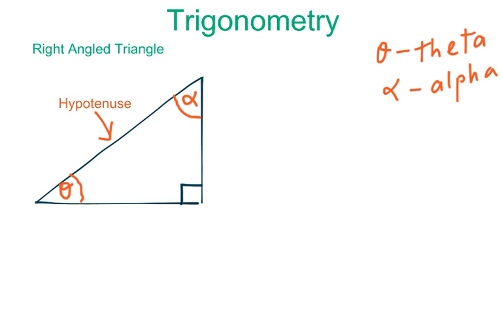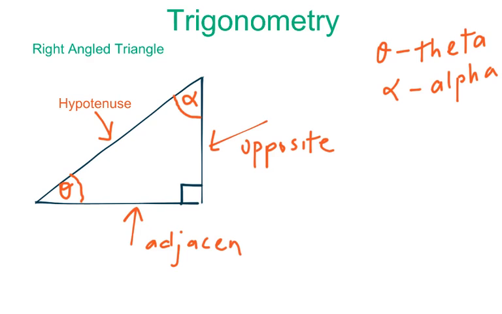When we're looking at theta, the side that is opposite that angle theta is going to be this side. So that's going to be known as our opposite side. The side that is next to theta, that isn't the hypotenuse, that's this side, is going to be the adjacent side. Okay, so those are the three terms for our sides. We have hypotenuse, opposite, and adjacent.